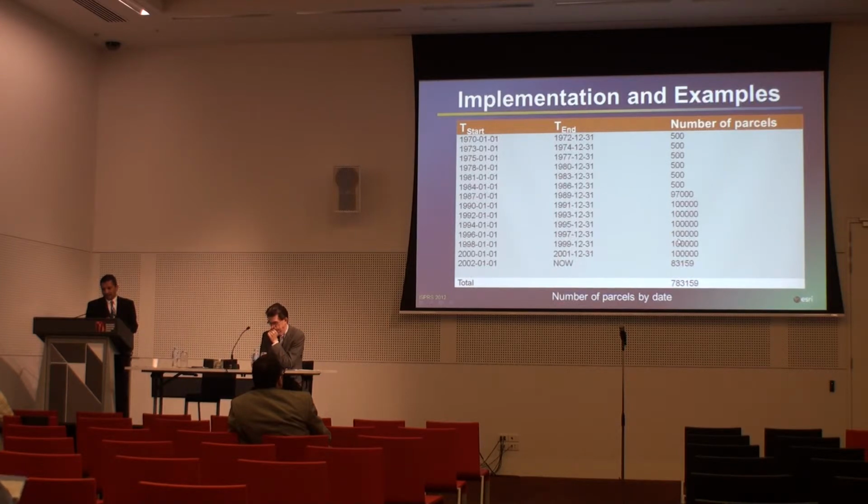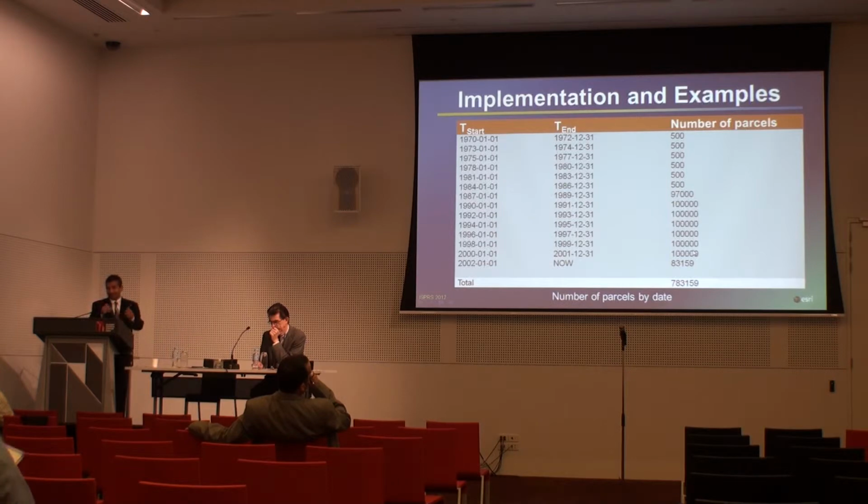Just for example purposes, this shows the San Diego parcels, about 800,000 parcels. The original data was not time series data, but just for the sake of demonstration, I divided the parcels into different time periods. For example, from 1970 to 72 there were 500 parcels, and similarly from 2001 until now, about 83,000 parcels. So this just shows the distribution of parcels by date.